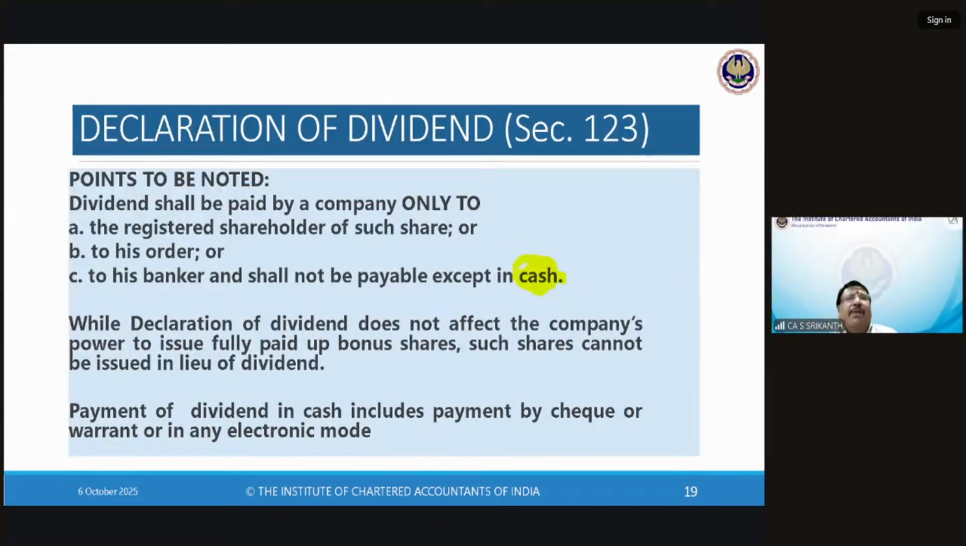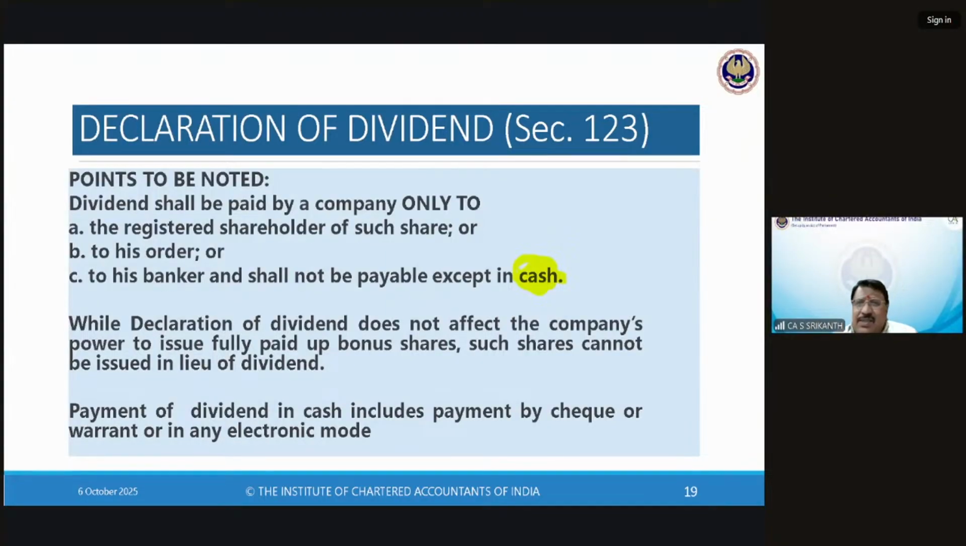Now, dividend shall be paid by the company only to the registered shareholder, none else, or to his order. To his order means in bank or to his banker, and shall not be payable except in cash.